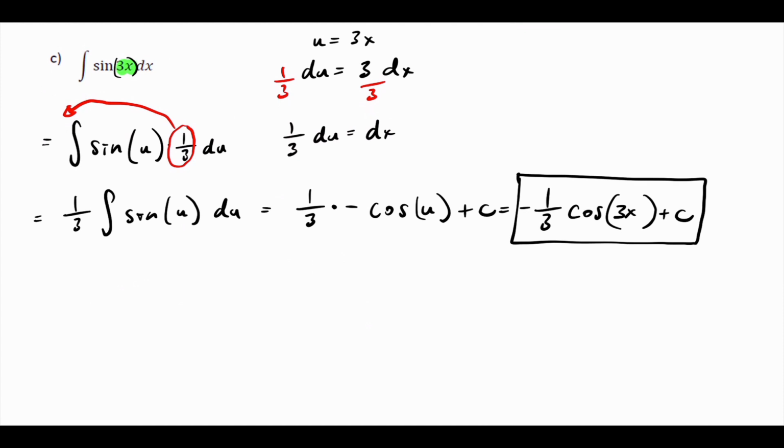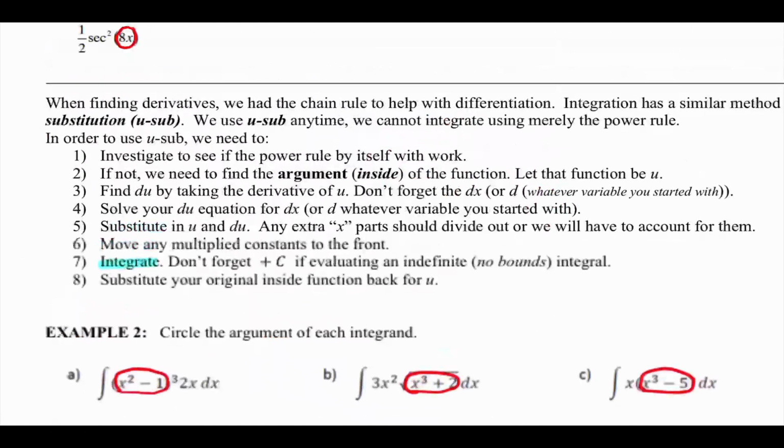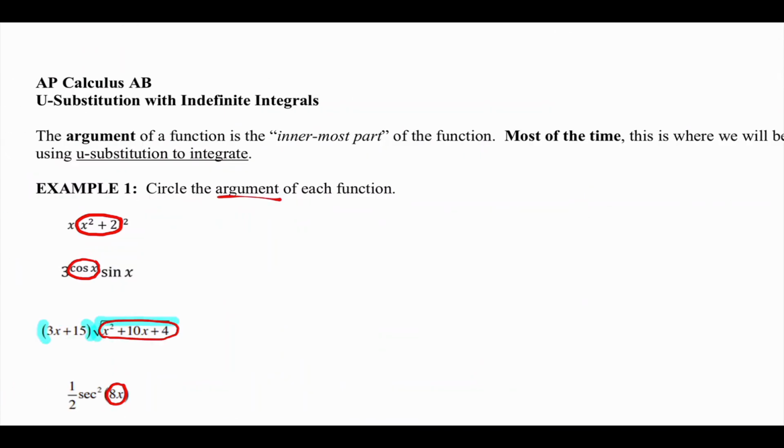Oh, that's what I know. Go to the very, very front of your notes. It says U-Substitution, right? At the top. With what? Indefinite integrals. I know what an integral is. I know what U-Substitution is now. What does indefinite mean? There are no bounds within the integrals. There's no numbers, right?